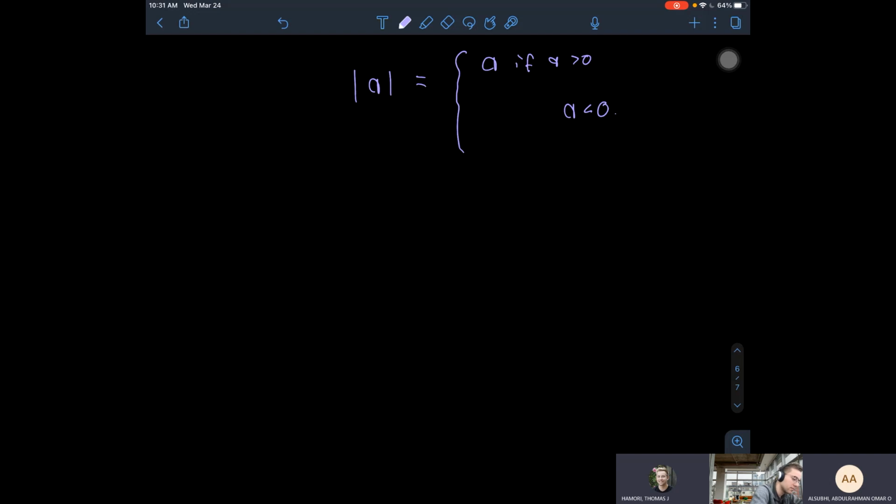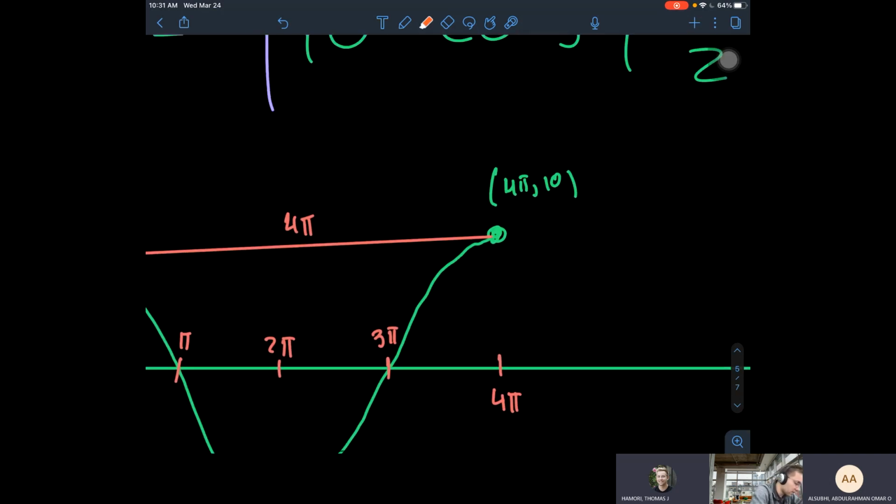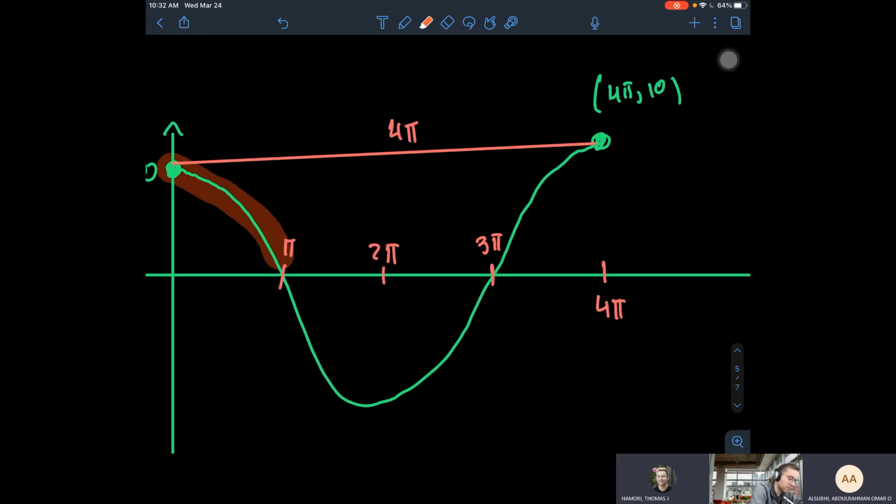It will be negative a. If a is negative, so if we take the absolute value of -3, what do we get? 3. So if a was a negative number, then the value which we put out is actually negative a, because the absolute value of -3 is 3. Okay, so what does it say? It says, if the number is already positive, don't change it. So on our graph, if the height is already positive, we don't change it at all.